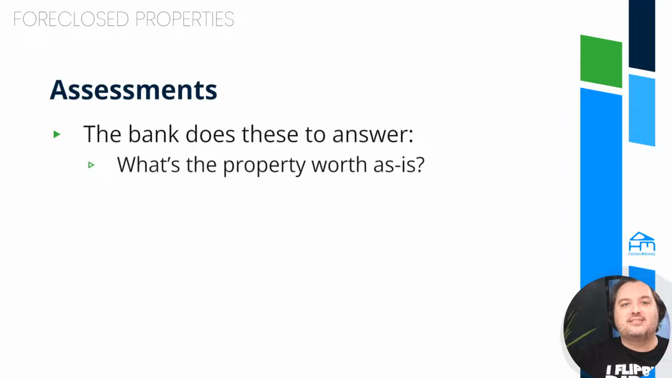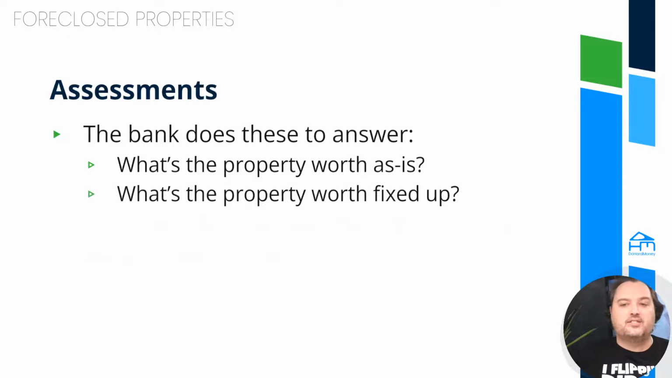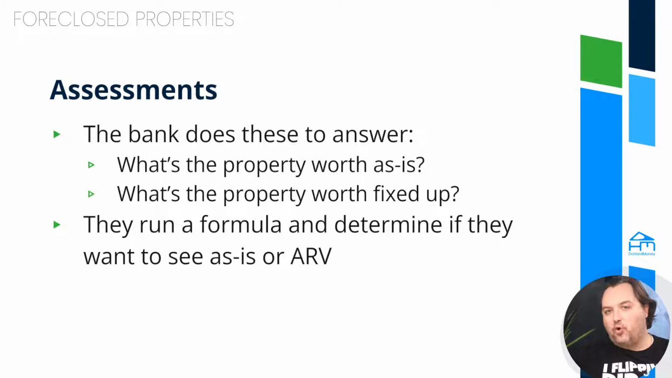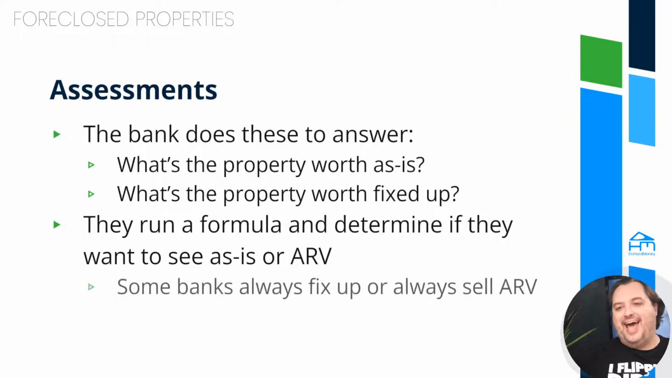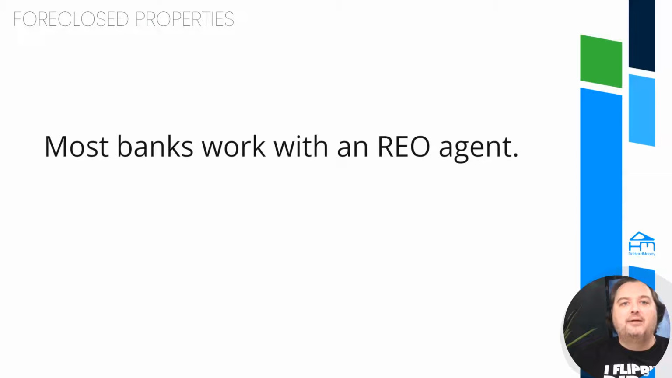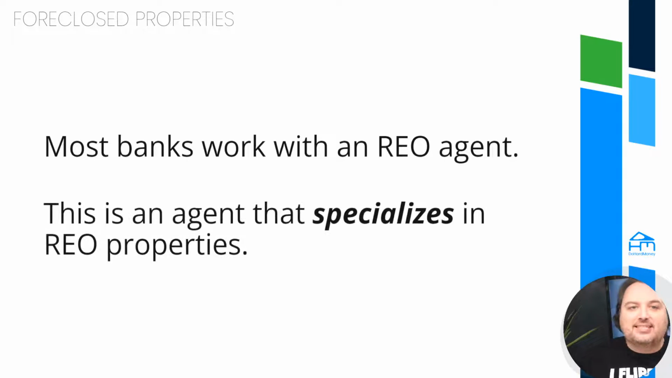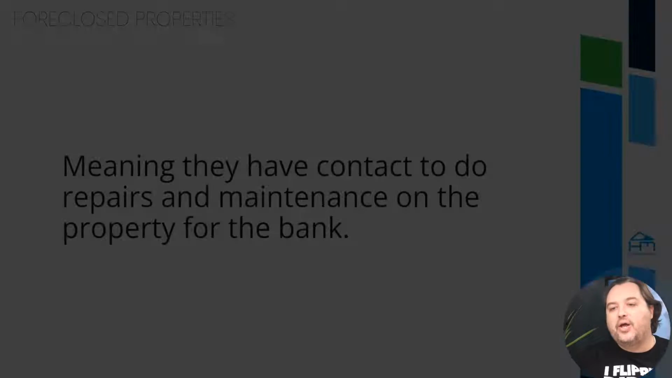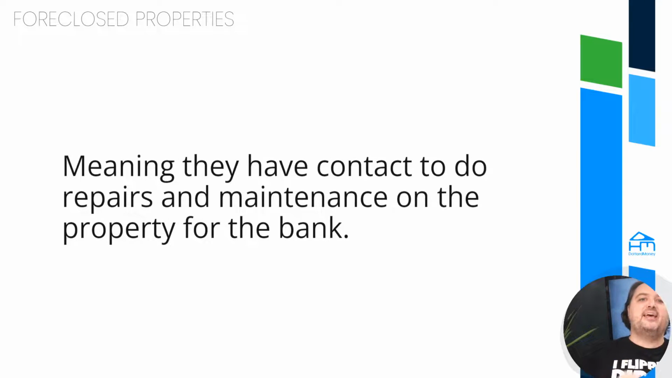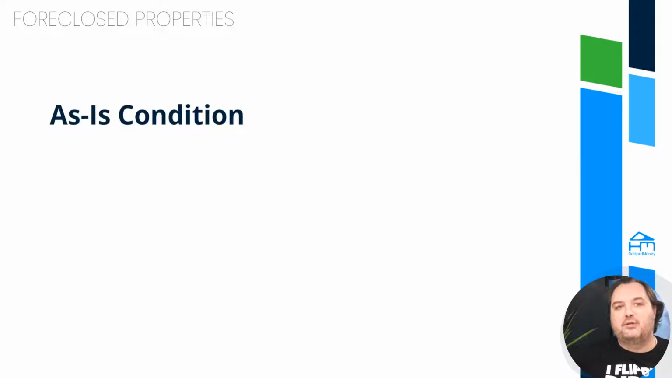So the bank does this assessment when they're looking at the property and they're saying, hey, what's the property worth the way that it sits? What's the property worth fixing up? They run a formula to see if it makes sense to fix it up or sell it as is. If there's some big concerns, they may just say, nope, we're going to do this because we don't want to have any problems later. And most banks work with an REO agent, also known as real estate owned agent. This is an agent that specializes in REO properties, meaning they have contacts to do repairs and maintenance and that type of stuff for the bank.